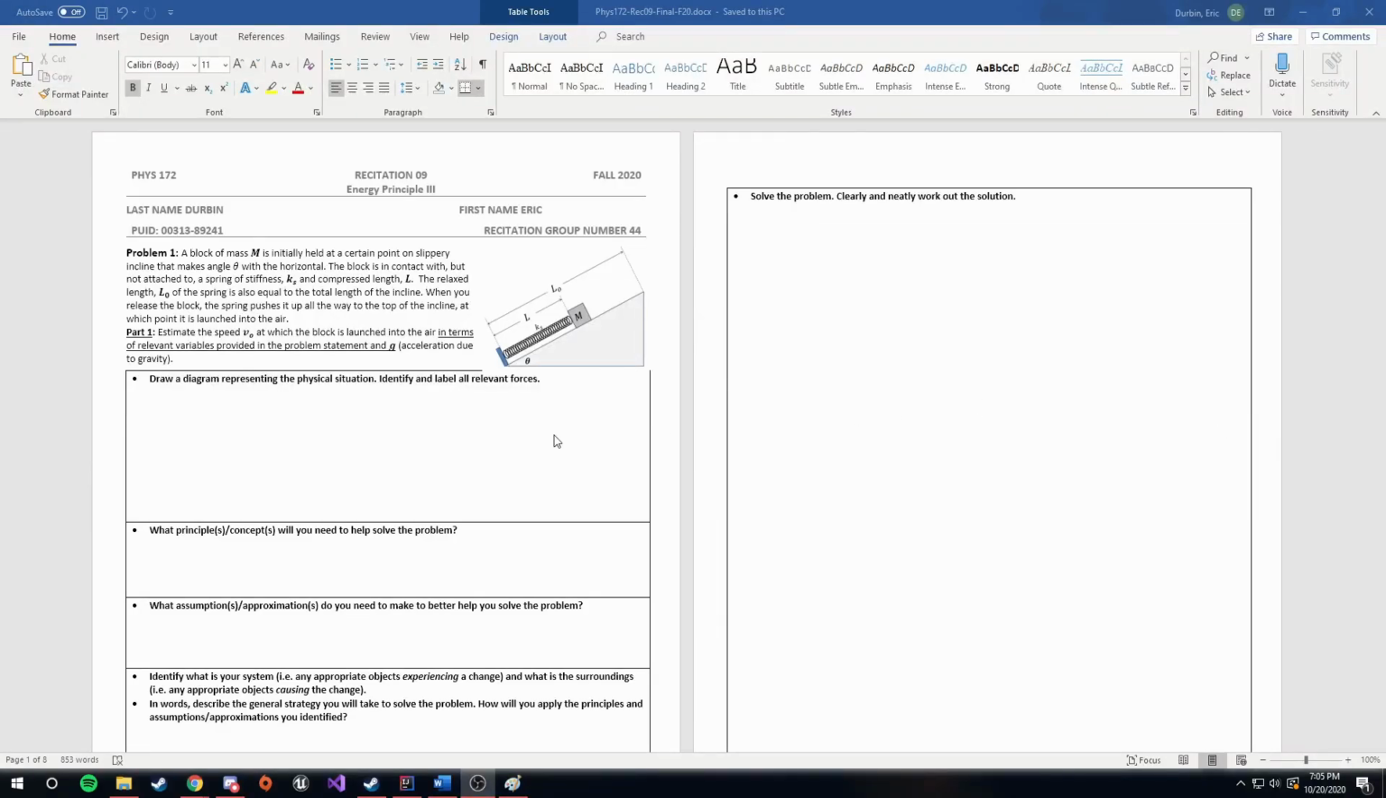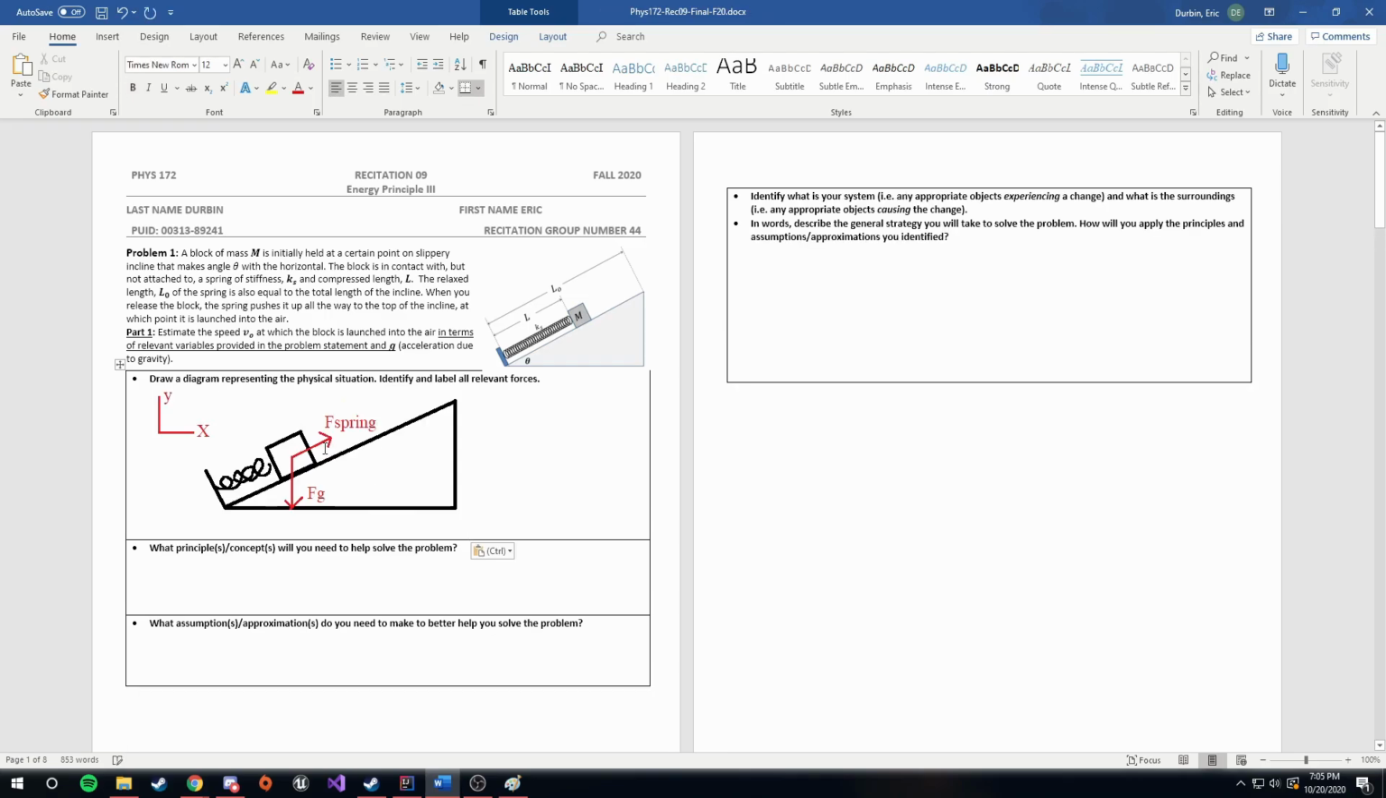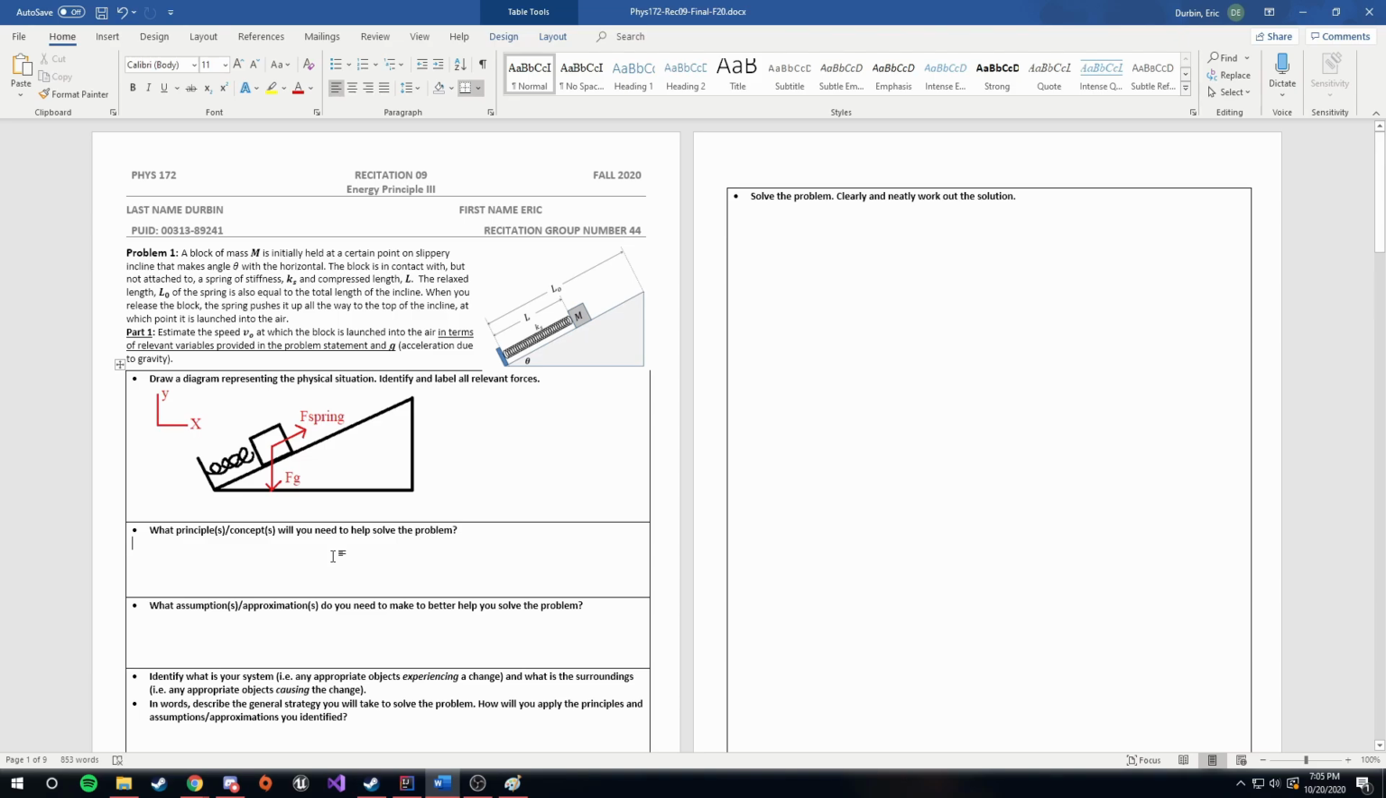Okay, so what principles? Well, first off, here's the diagram. Principles are just, say, energy. Yeah, energy and momentum, possibly. No air resistance, no friction. Heck yeah.